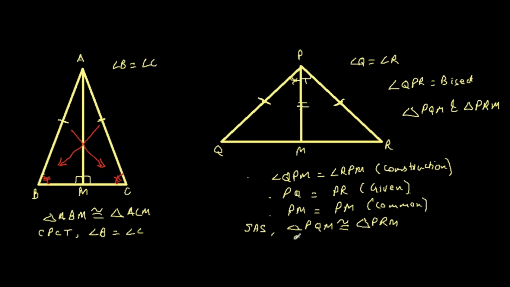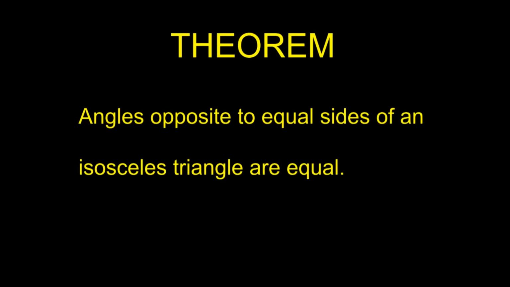And here again by CPCT, we can say that angle Q is equal to angle R because they are corresponding parts of congruent triangles. So again we can say that angle Q is going to be the same as angle R because we had two equal sides PQ and PR. So angle R is the angle opposite to PQ and angle Q is the angle opposite to PR. So if you want to know what that theorem says, the theorem says that angles opposite to equal sides of an isosceles triangle are equal.